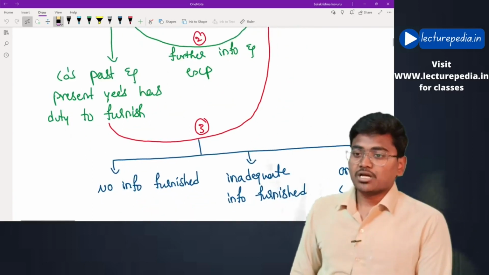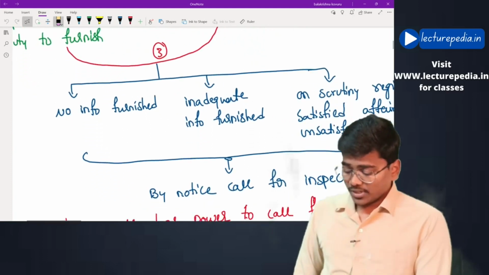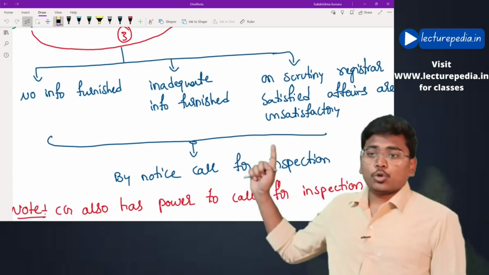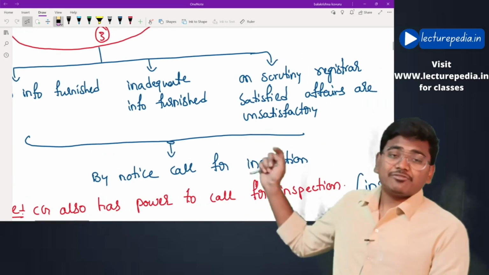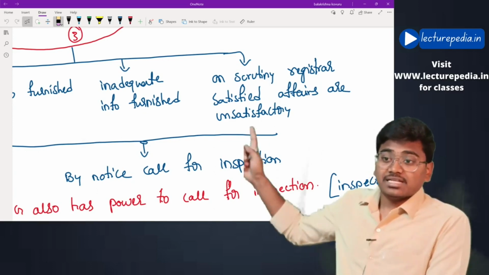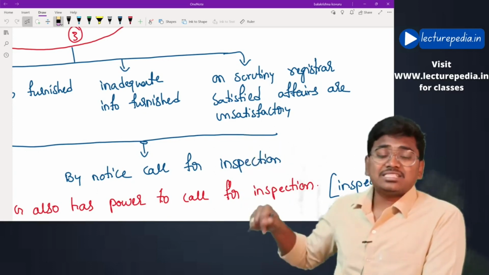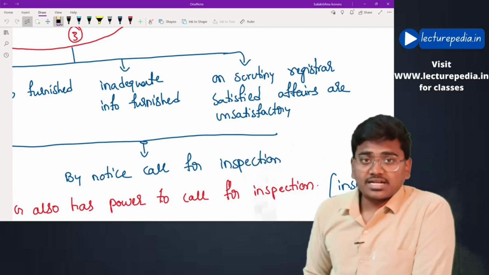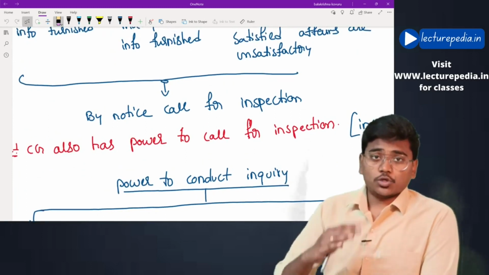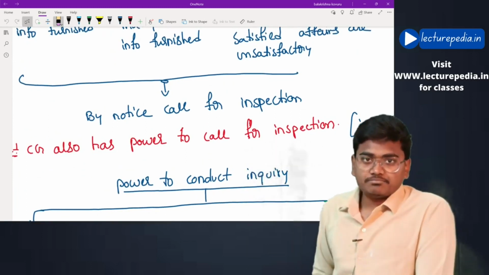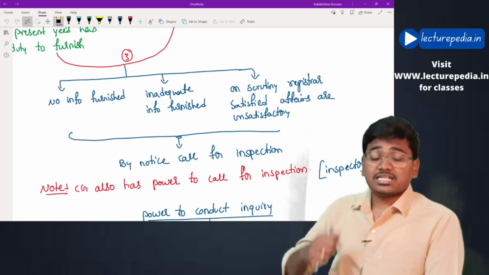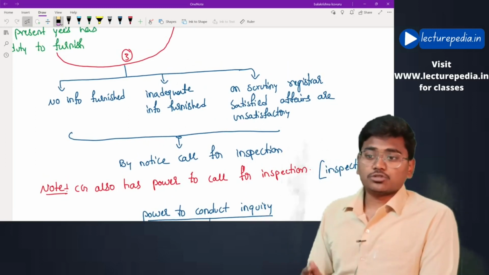Hope this is clear. Now let's say when ROC asked for the information, they have not furnished the information. No information is furnished, or inadequate information is furnished, or information is furnished but on scrutiny the registrar is satisfied that the affairs of the company are being conducted unsatisfactorily. In that case, the registrar by a fresh notice will call for inspection on the company. These are the three situations in which the registrar will call for inspection of books of accounts of the company.